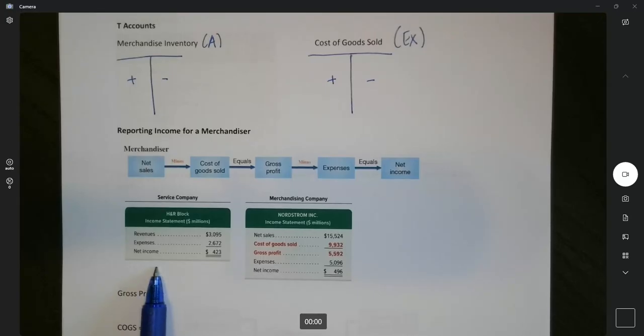This is an example of what the service company income statements looked like before, and this is a merchandising company one now, where you see the net sales minus cost of goods sold equals gross profit minus expenses equals net income. You would still come to the same net income. However, in this scenario, we are looking at a new level of profitability.